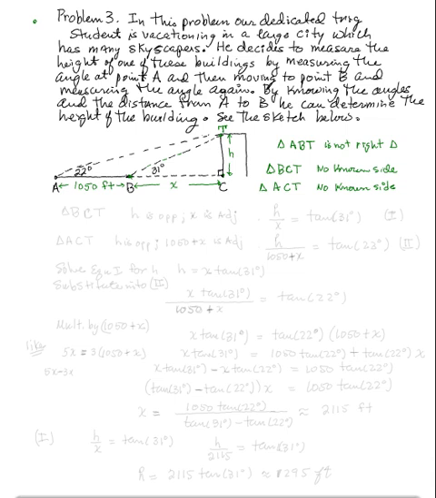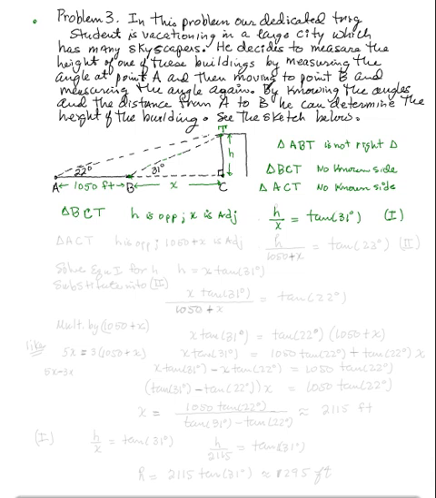So we can use the triangle BCT, getting back to that. In triangle BCT, the H is on the opposite side, and the X is on the adjacent side. That's opposite and adjacent relative to the angle of 31 degrees. And so with opposite and adjacent, we need to use tangent. So we can say that H over X is equal to the tangent of 31 degrees. That's equation 1, and we get that from triangle BCT.